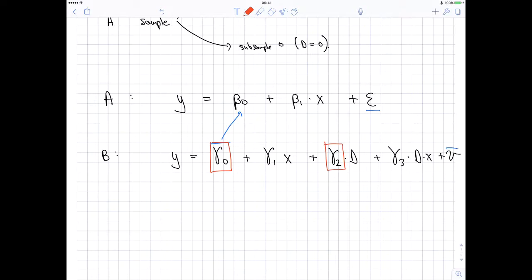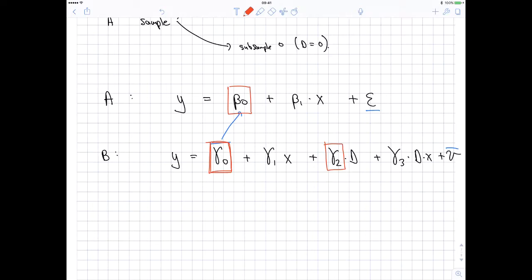Let's go one step above. What's the interpretation of beta 0? Angelo, what's the interpretation of beta 0? Sure, that's fine. Mara, what's the interpretation of beta 0? It's the intercept. So if you look at the regression, that beta 0 is simply the intercept of the whole sample, because you're treating the whole sample as one. What is gamma 0? It is the intercept of the group where D is equal to 0.